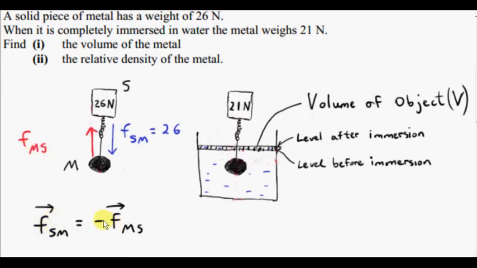Here's the reminder of Newton's third law. The force on S due to M is minus the force on M due to S, which means that these vectors have the same magnitude but opposite directions. So, the origin of the reading on the spring balance is the force on the metal due to the spring balance. Now this is important.